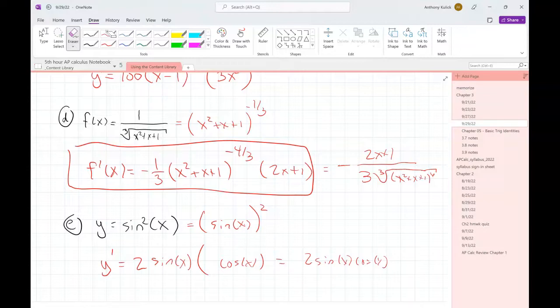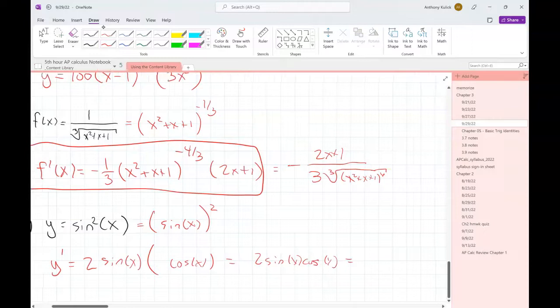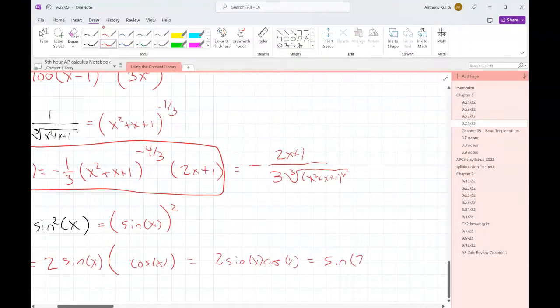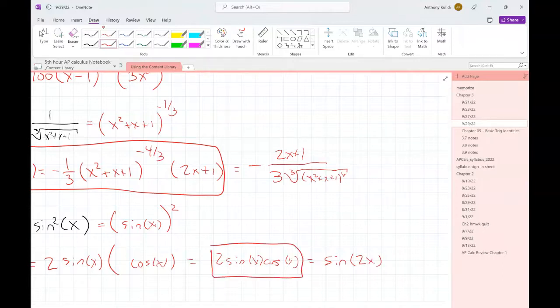Does anybody recognize that as something? It is something from trig. That's the double angle. That's also the same as sine 2x. You could do it as a product property. Yeah, you could have done sine x times sine x and done it as a product property. That would be okay. I think longer than doing this, but not incorrect.